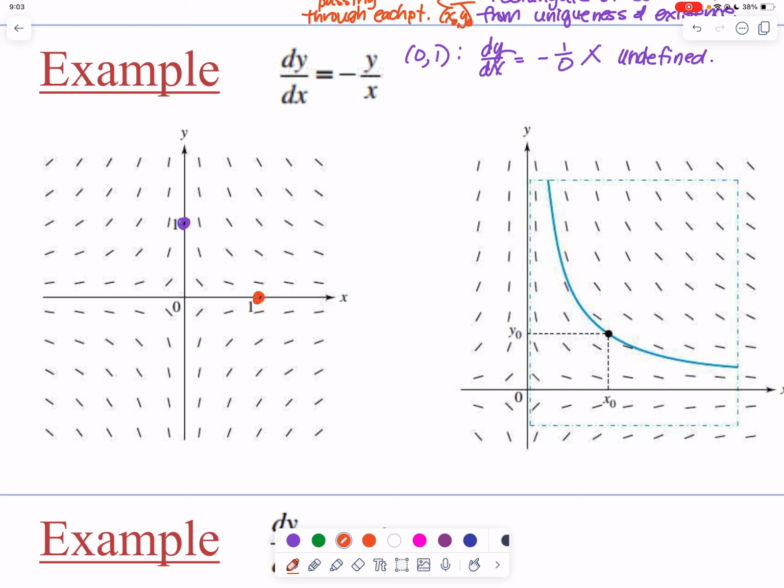Let's take a look at this point 1, 0. So here we have dy/dx is equal to the opposite of 0 over 1, and that is equal to 0. So we have a horizontal slope mark there. We could go ahead and just put that other one there. Here on this slope field, you can see that all solutions approach y equal to 0 as x approaches infinity.